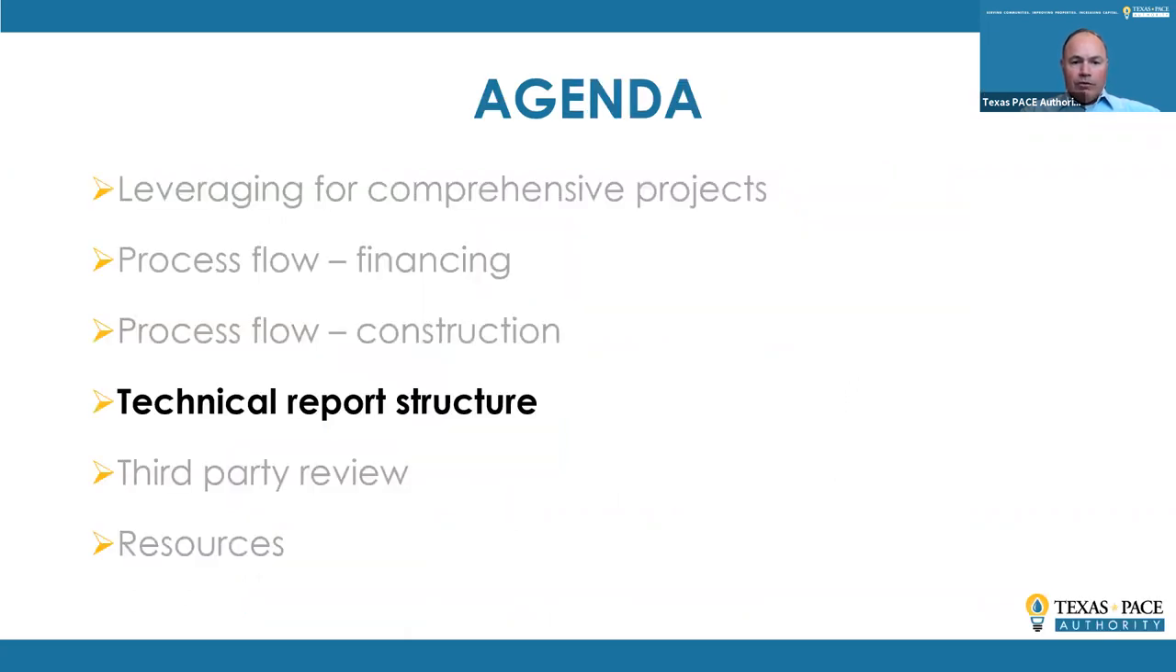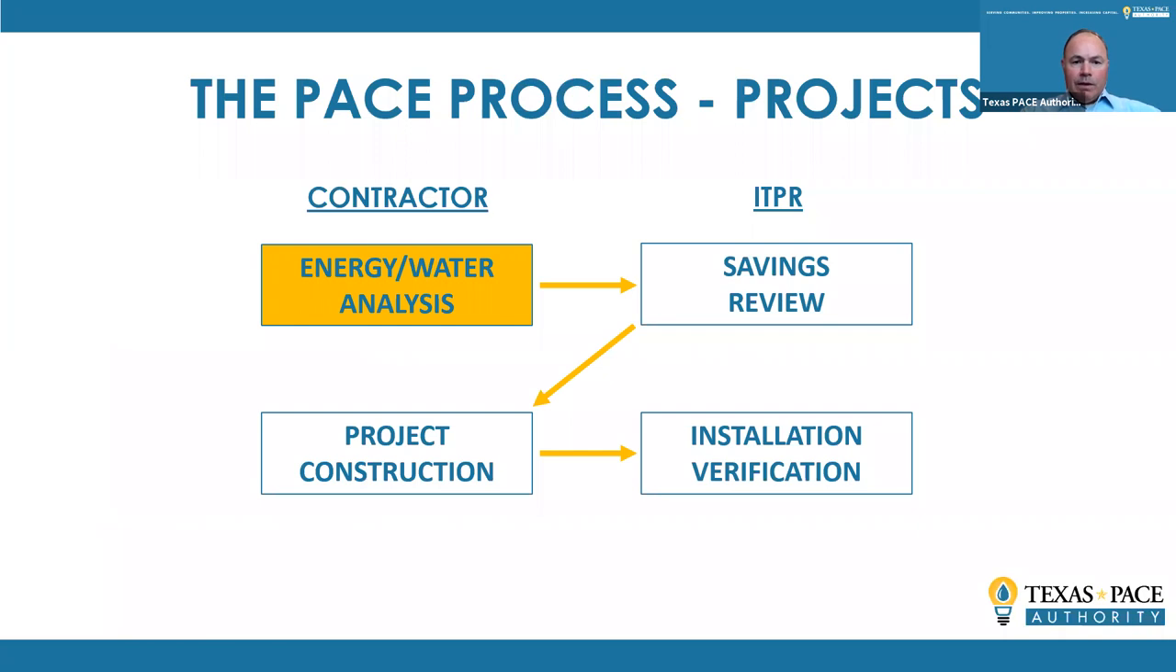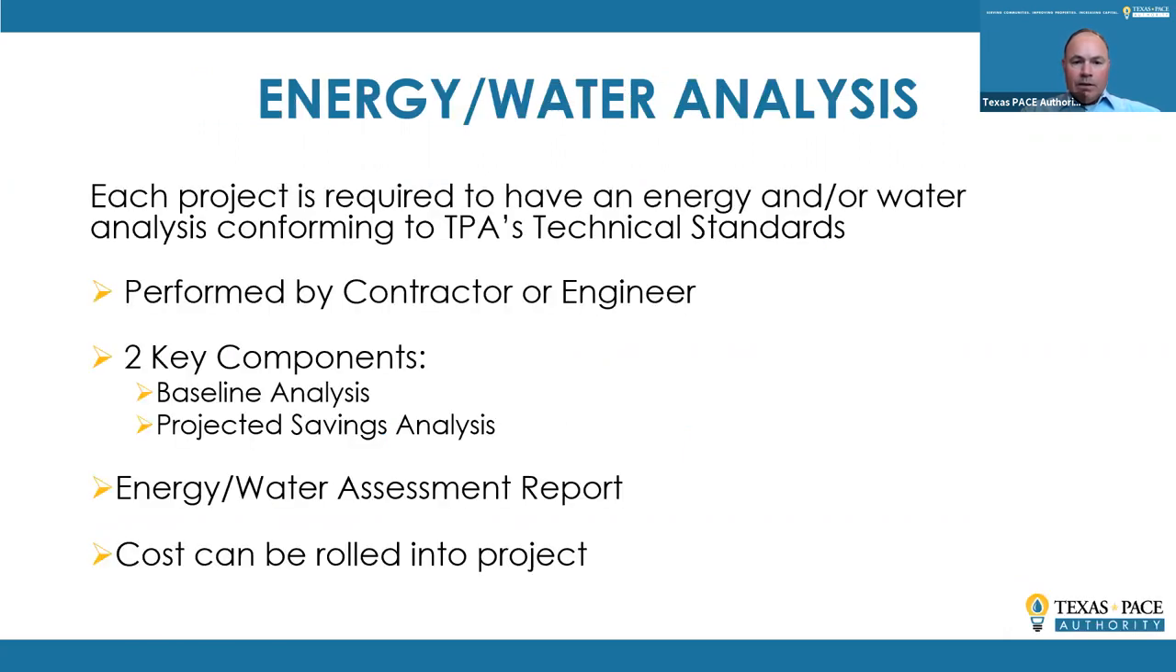So the technical report structure is next. Talked about this, the energy and water analysis, the basis for the project, can be done by anyone. It's required to conform to our technical standards. This is a document that's published on our website. A contractor or engineer can do it. Two key components: how do we know if these projects are going to save, and what's the basis for that?